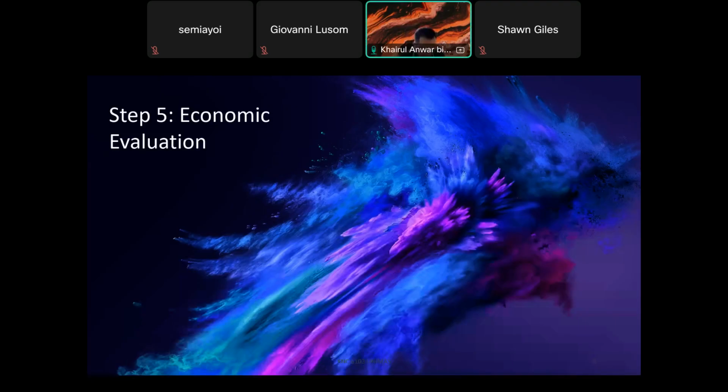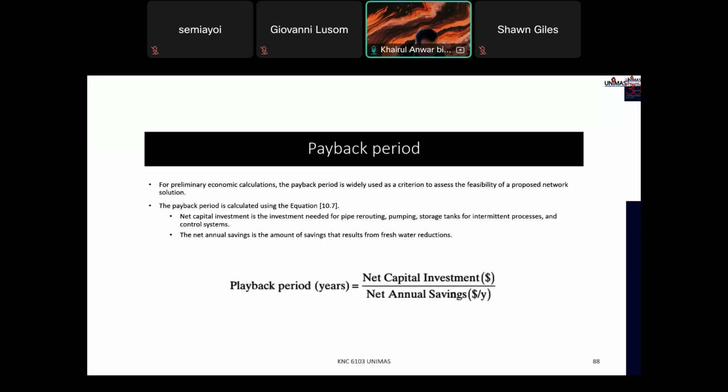The evaluation based on the book is based on the payback period: years equals capital investment divided by annual saving. So you see the unit of investment is in dollars, and the saving is dollars per year, divided, giving a value in years. Payback period.